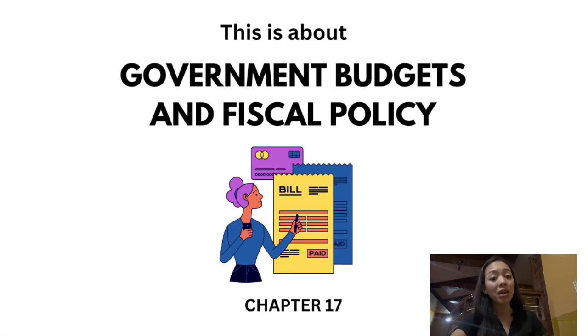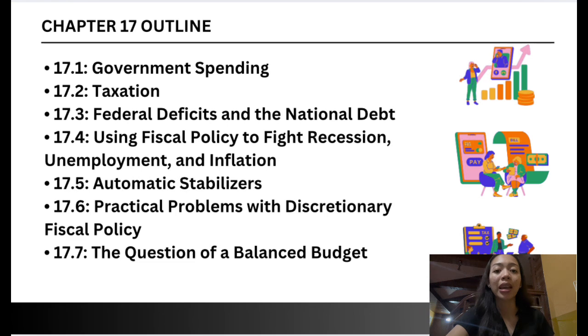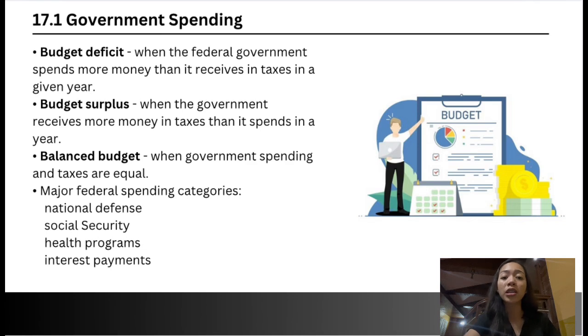However, the government must balance its income, or the taxes, and expenditures to maintain financial stability. So this report explains the key concepts of budget deficit, budget surplus, and a balanced budget, as well as the major categories of federal spending. First, let's talk about government spending.